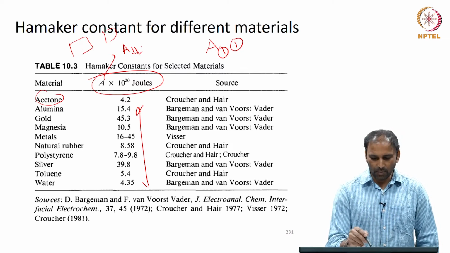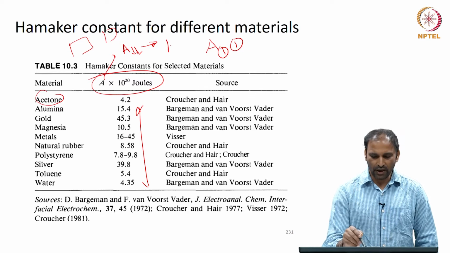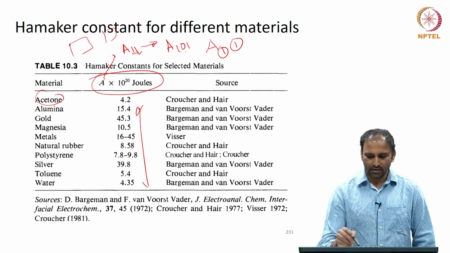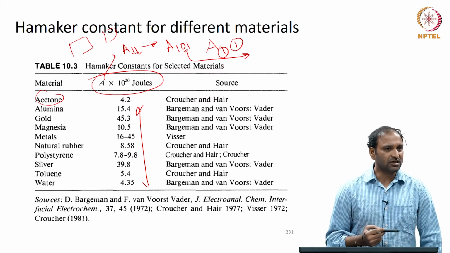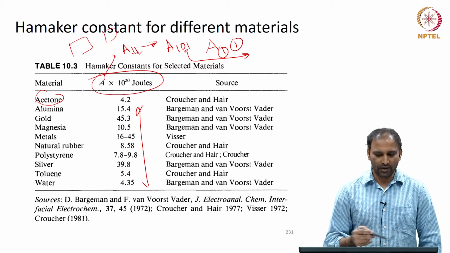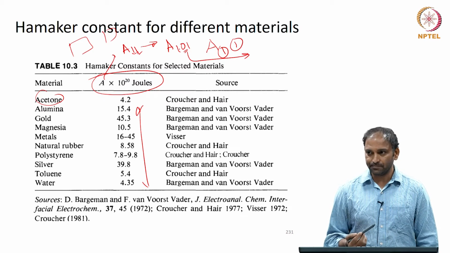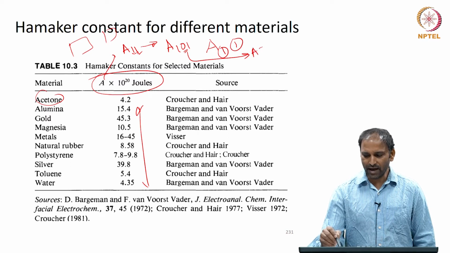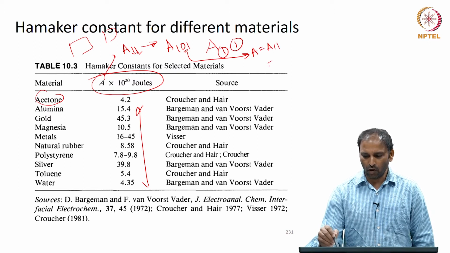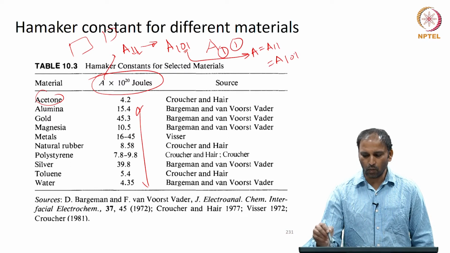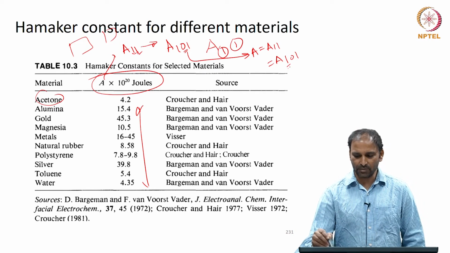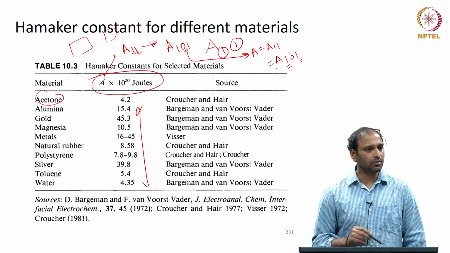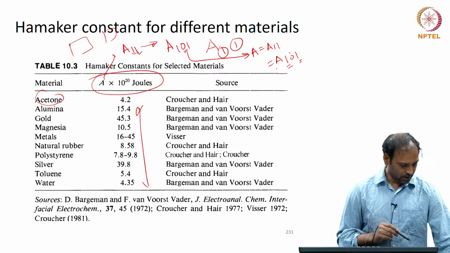But a more general convention is to write A11 with another number in between. This number tells you something about the medium in which these materials are placed, 0 if it is in vacuum. Therefore, your A should actually be A101. These are Hamaker constants for interaction of the same material interacting through vacuum.